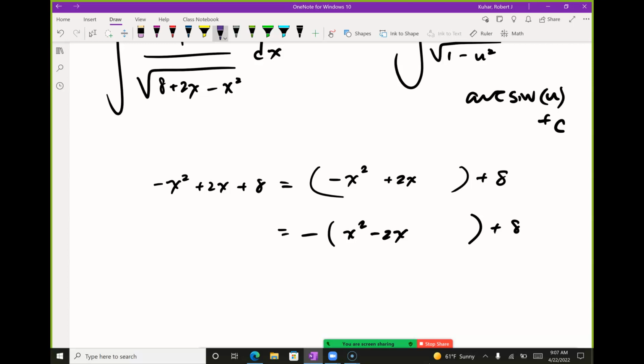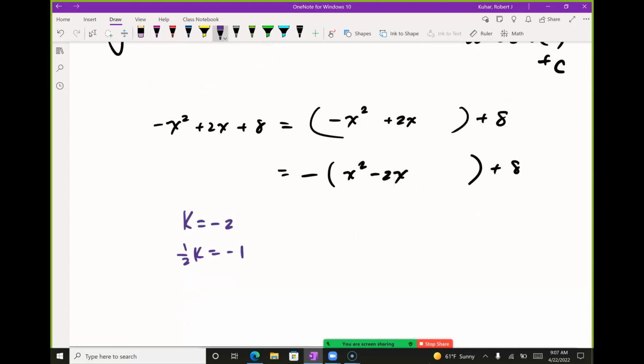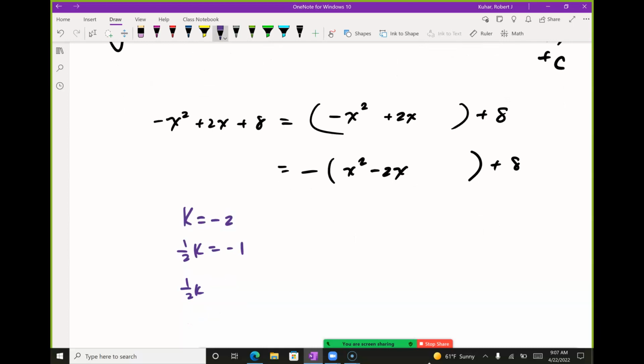So I see k is negative 2. Half of that is negative 1. And if I square that, I get positive 1. I'm going to add 1 on the inside, but notice that adding 1 on the inside is actually subtracting 1. So I have to make sure I add 1 on the outside.